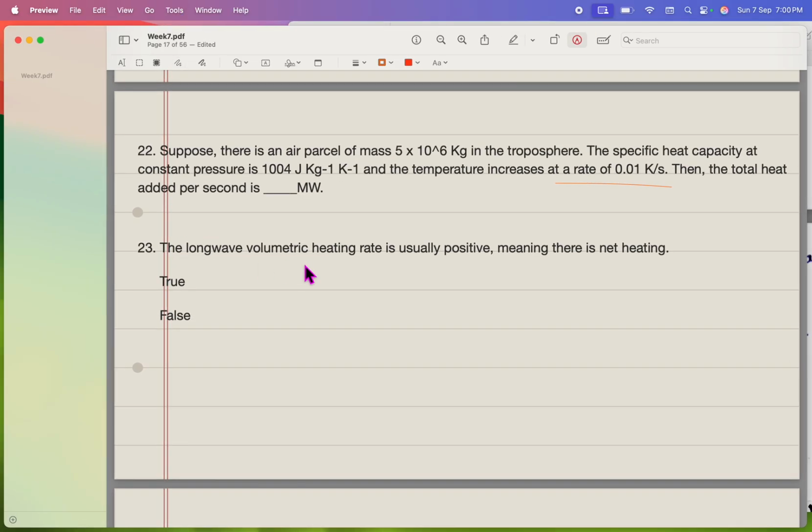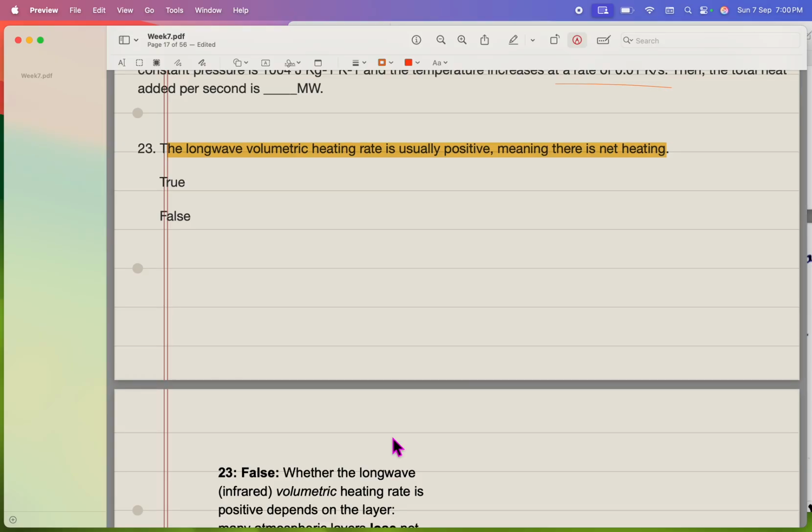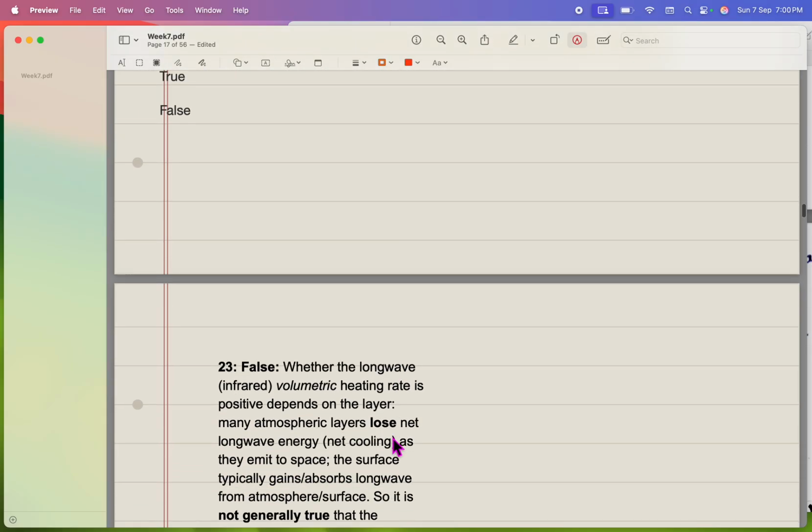Question 23. The longwave volumetric heating rate is usually positive, meaning there is net heating. True or false?